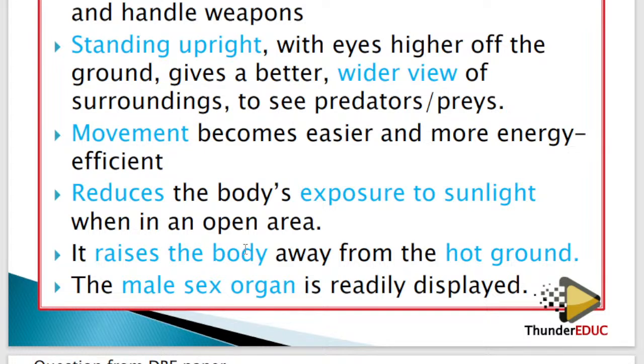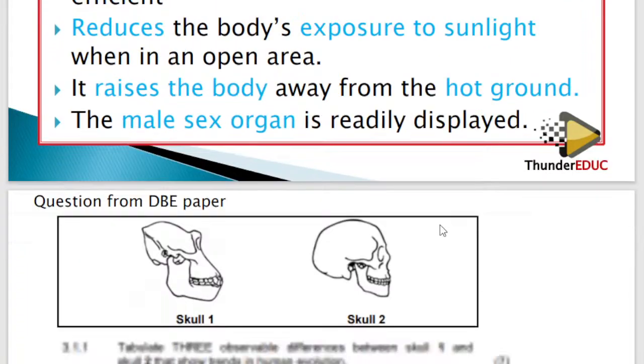When you're walking on two limbs, you can show your sex organs. Oh my God. Yes, sex organs are displayed so that they can see it. Who? I don't know. Anyway, that's science. That's not me.